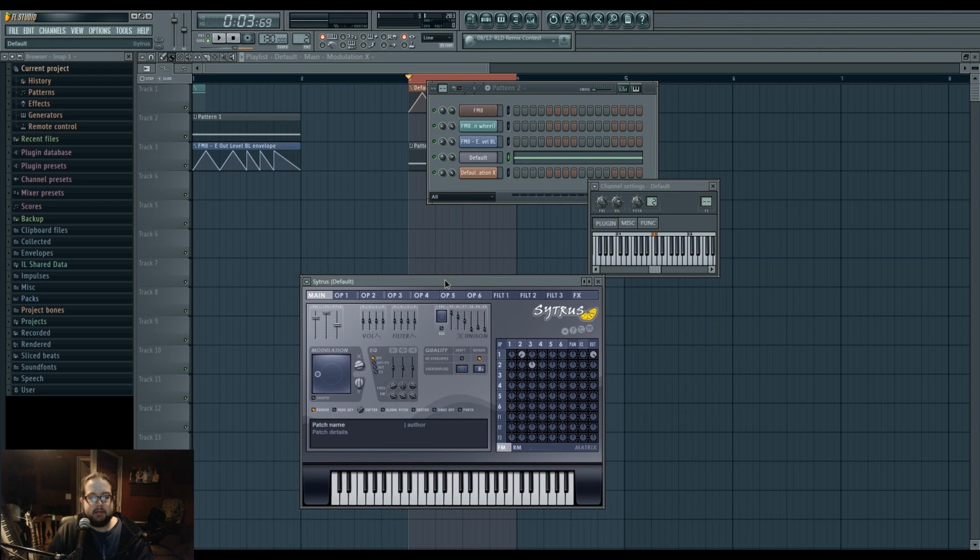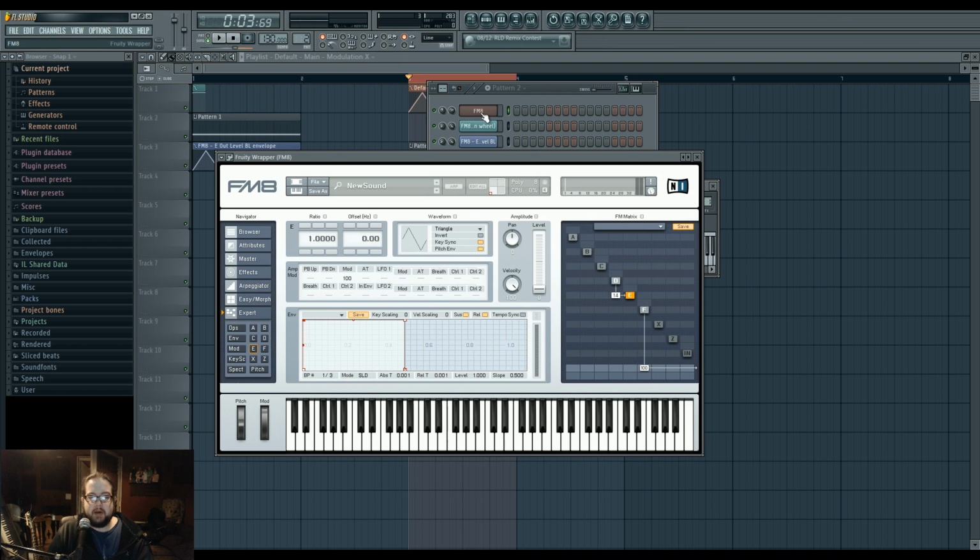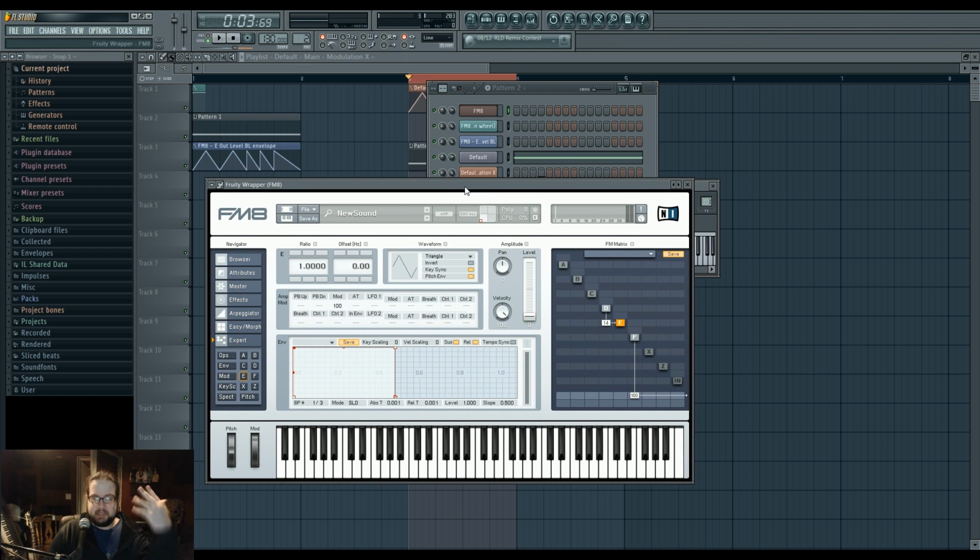But yeah. So I hope that this has helped you understand FM more if you couldn't get it using Citrus as a model. Now I've demonstrated how the basics work in FM8, and hopefully you'll have a better time making dim basses.